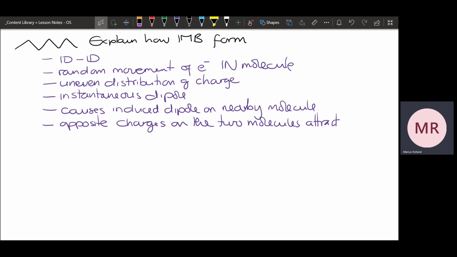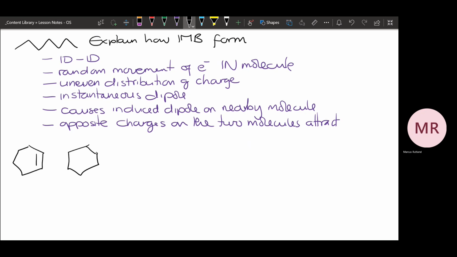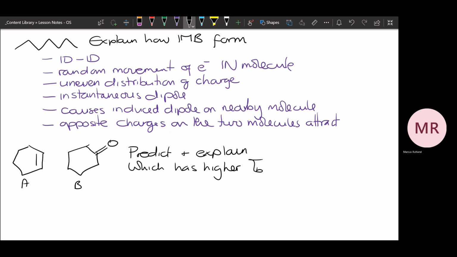Okay, you often get questions asking you to predict and explain which molecule has the higher boiling point out of a couple. So you might get something like this, and then something like this. So two molecules, A and B, and predict and explain which has the higher boiling point. So pause the video and have a go at answering that.